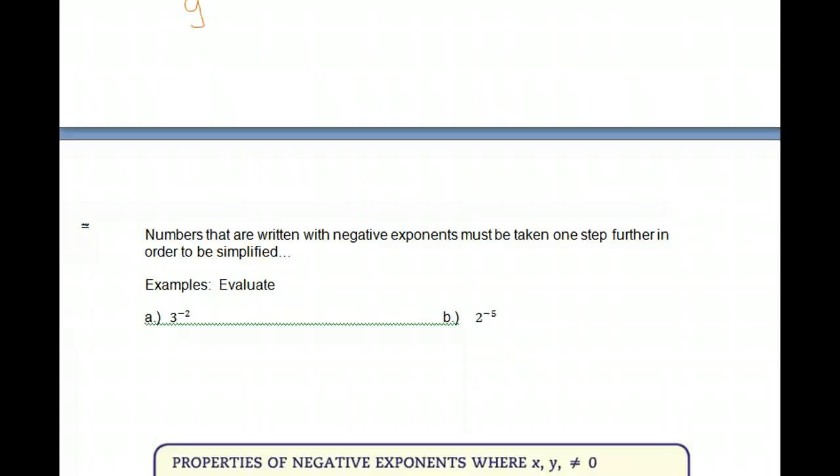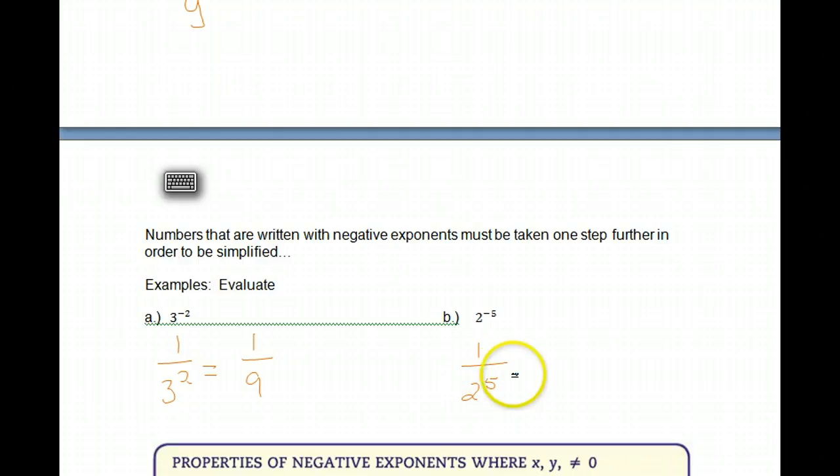Okay, by now you should have had an opportunity to evaluate letters A and B, and the first thing that you should have done is recognize that 3 to the negative 2nd power is not simplified. So you would have wanted to rewrite that as 1 over 3 squared. And then to evaluate that, you would simply evaluate 3 to the 2nd power, so we'd have 1 over 9. For letter B, we would want to rewrite this as 1 over 2 to the 5th power, and then we would evaluate 2 to the 5th power, giving 1 over 32.